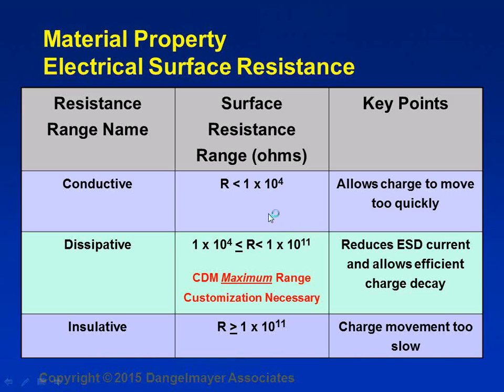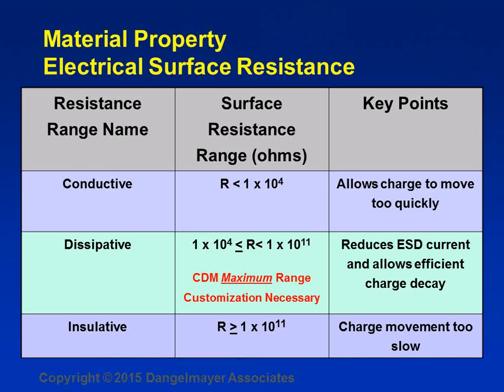Here's a chart that gives us the definitions for materials and the resistance ranges: conductive, dissipative, and insulative. Conductive materials allow the charge to be removed too quickly and need to be avoided for CDM purposes. Dissipative materials, that's the sweet spot. You want to be in the dissipative range and ideally more or less in the middle of it. This range that you see here is the definition and is the maximum allowable range.